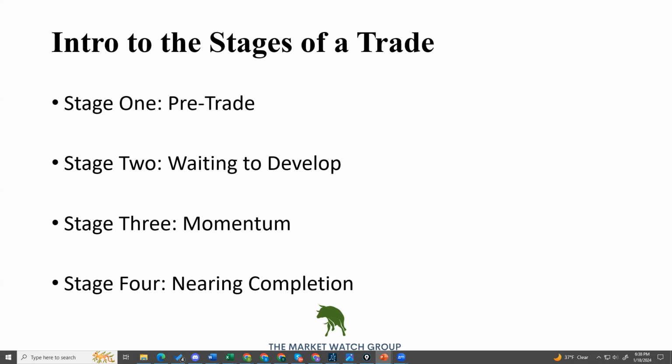Stage 3, momentum, it's moving. For me, Heiken Ashi is a great way to both signify that we've entered the momentum stage as well as use it as a mechanism for where and how much to move our stop in an ongoing fashion.